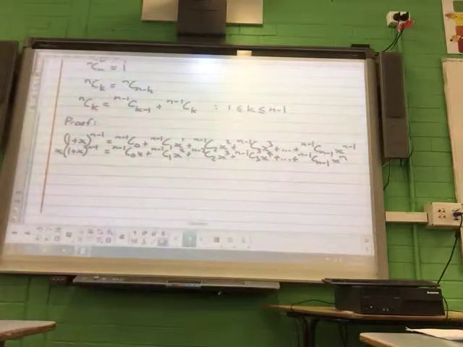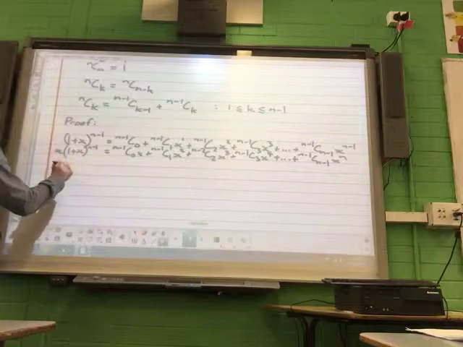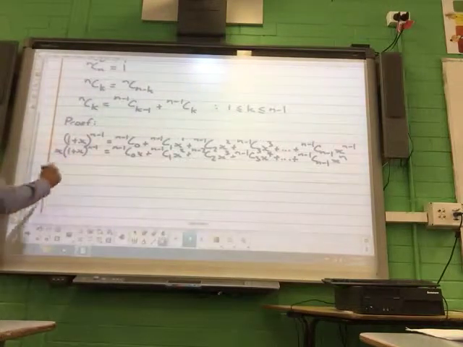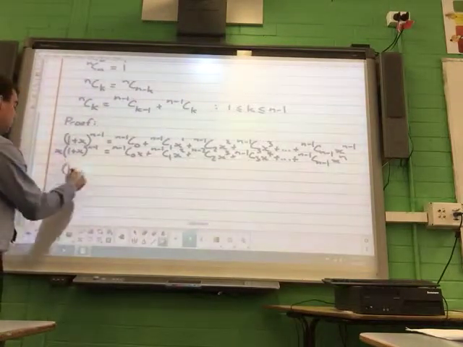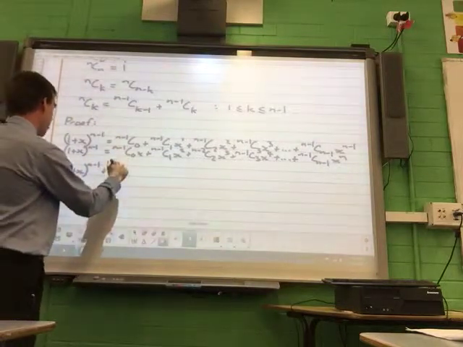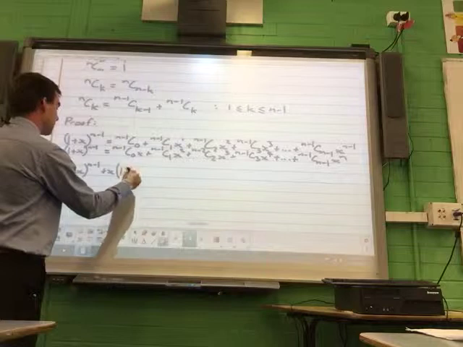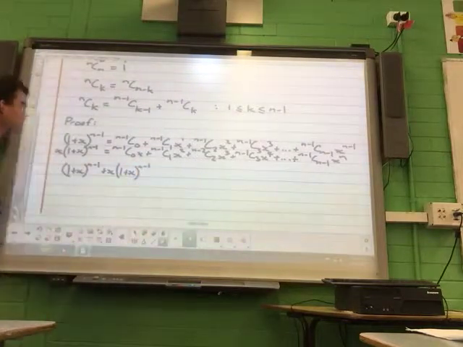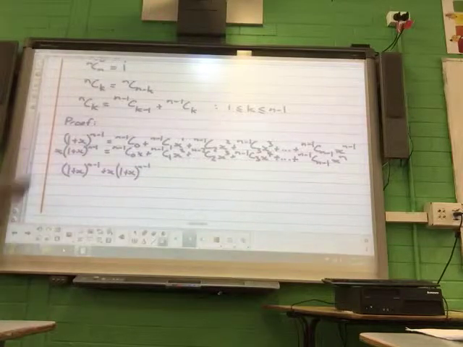Right. So if we have 1 plus x, n take away 1 plus x, 1 plus x to n take away 1. So now we're adding these two rows together. Okay, so that plus that.